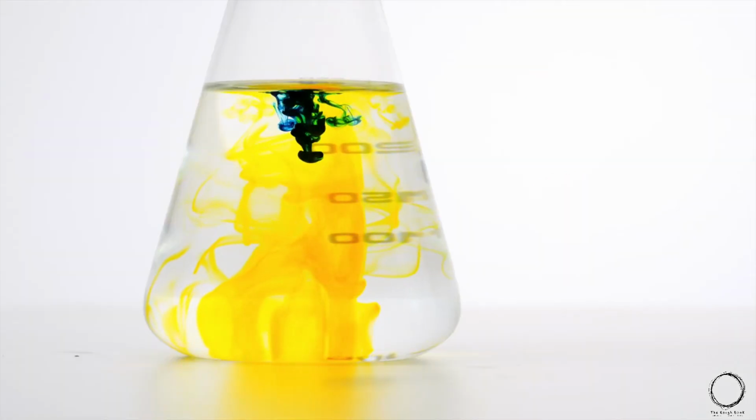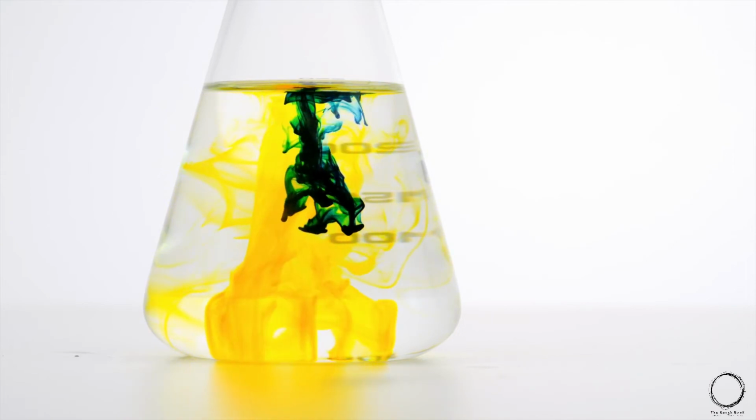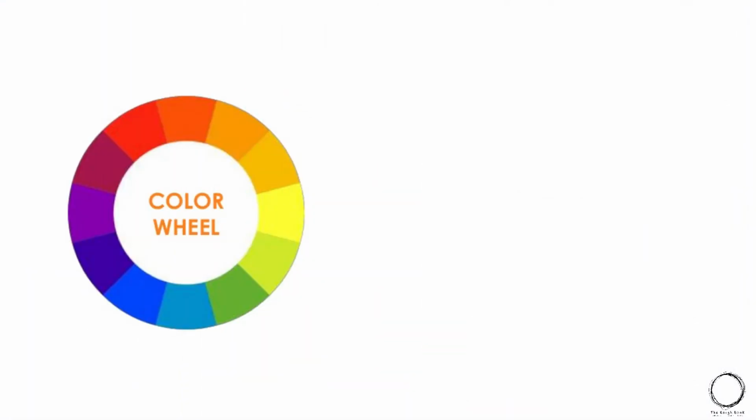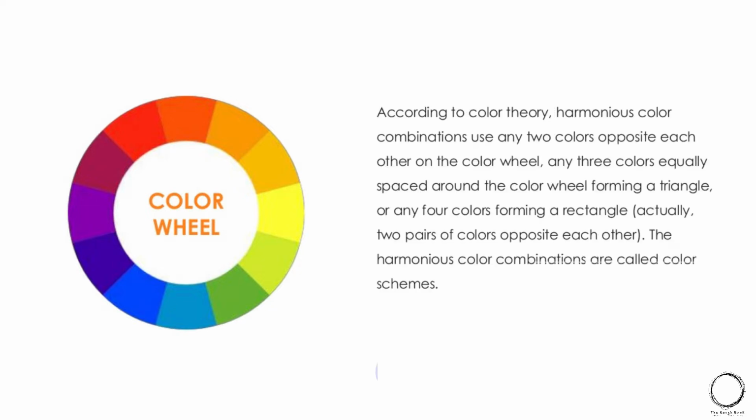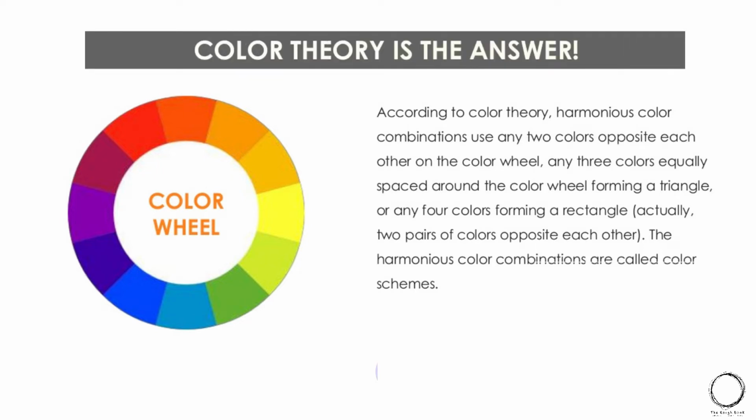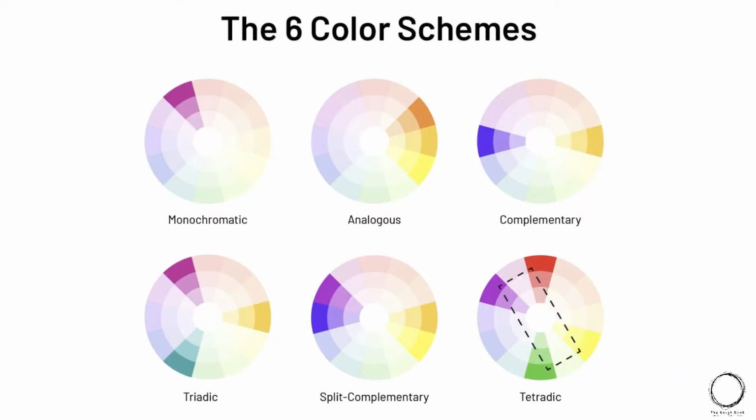Moving forward, the addition of one primary color and one secondary color leads to tertiary colors, and this makes a color wheel like you can see in the above image. And this color wheel is the answer to any type of design or visual arts which include colors. So according to color theory, harmonious color combinations use any two colors opposite each other on the color wheel, any three colors equally spaced around the color wheel forming a triangle, or any four colors forming a rectangle. These harmonious color combinations are called color schemes. Now let's look in detail at these 6 color schemes and how they are derived from nature.